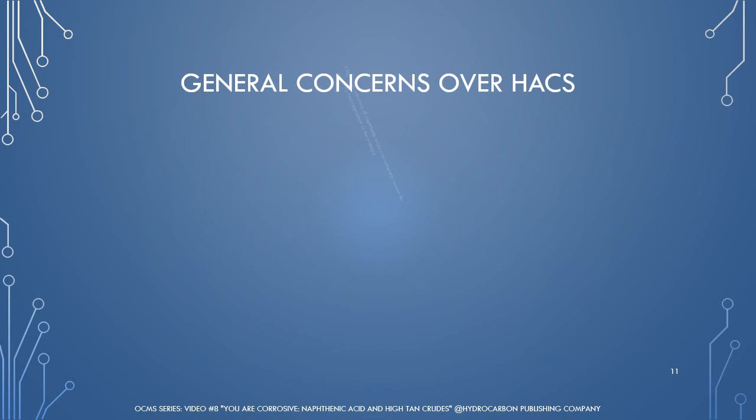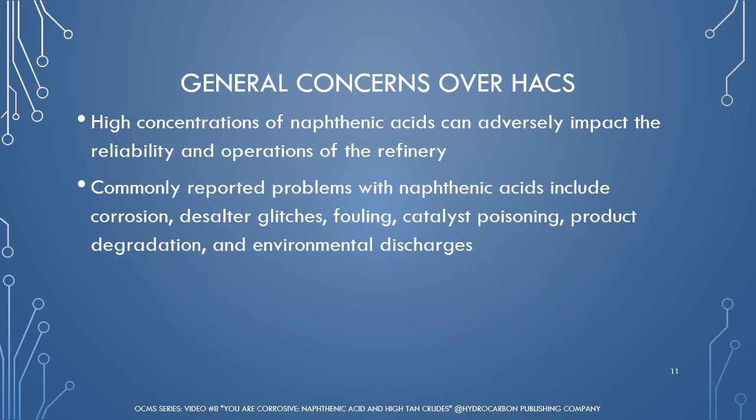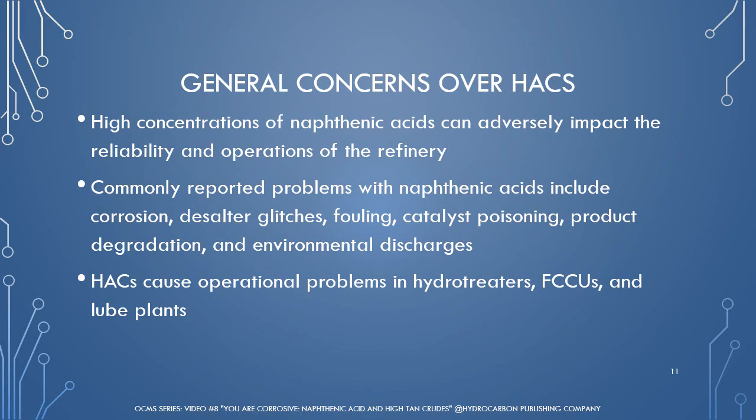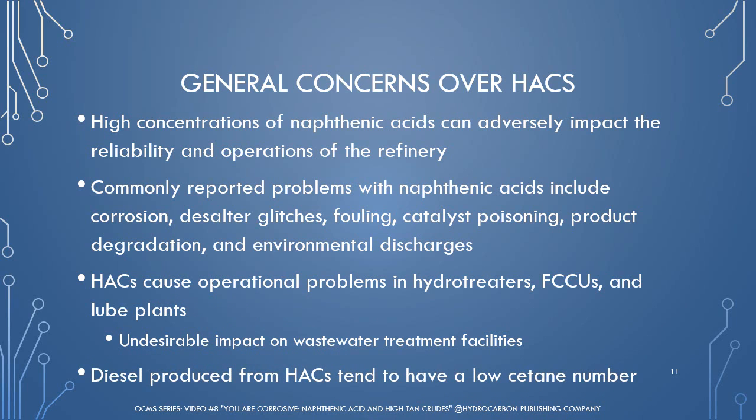High concentrations of naphthenic acids have been implicated in many problems in the refinery. Commonly reported problems with naphthenic acids include corrosion, desalter glitches, fouling, catalyst poisoning, product degradation, and environmental discharges. HACs cause operational problems in units such as hydrotreaters, FCCUs, and lube plants, and have an undesirable impact on wastewater treatment facilities, hindering compliance with environmental regulations. With refined products, diesel made from high-acid crudes tends to have a low cetane number.